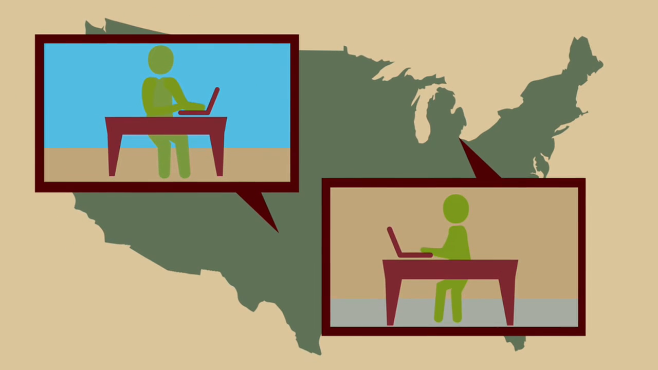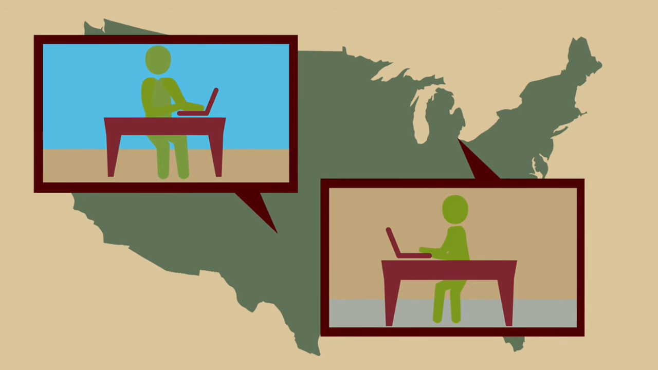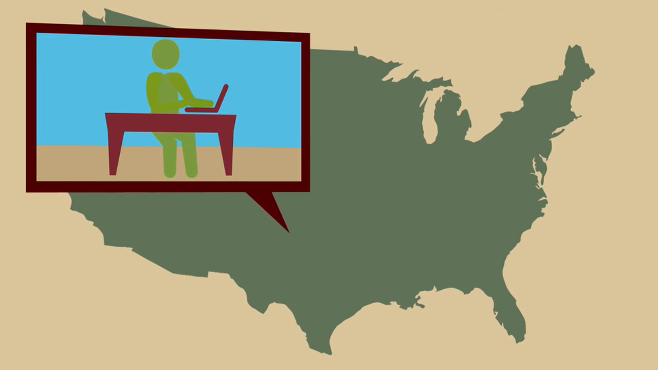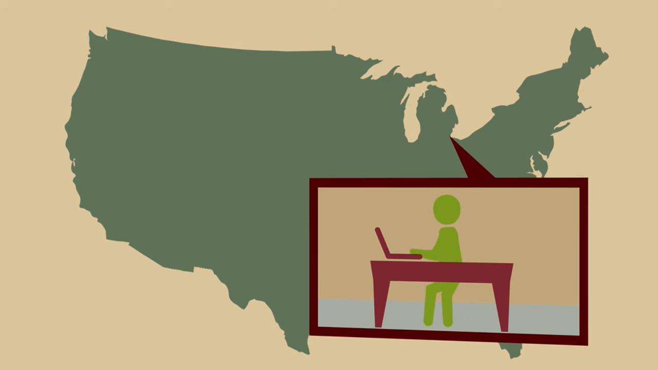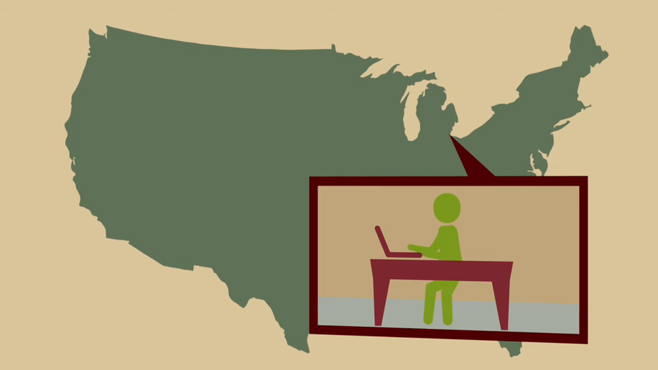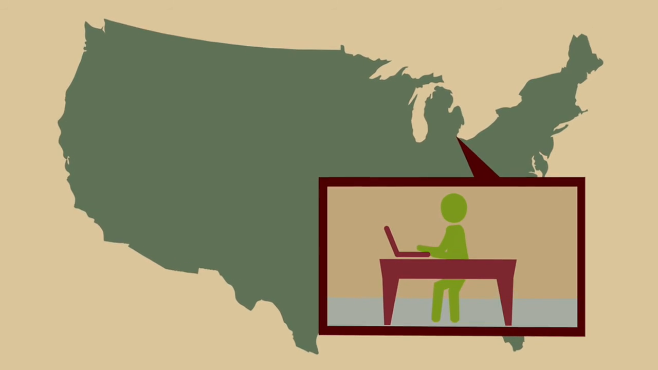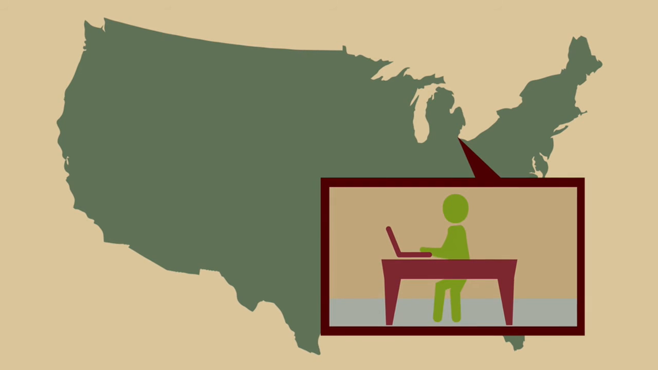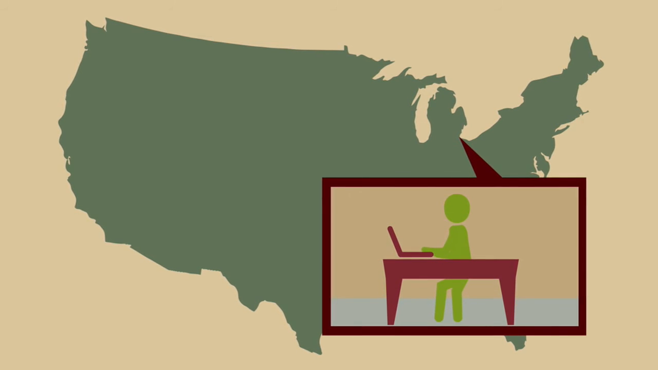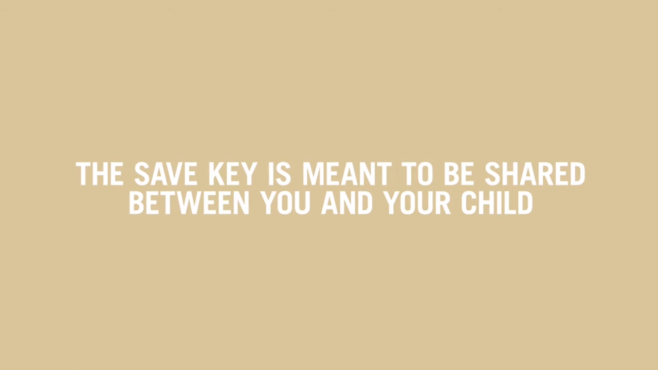The save key lets you and your child work on a FAFSA together, even if you aren't in the same location. One of you can start a FAFSA, click the Save button at the bottom of the page, and then exit. Then the other person can log in at FAFSA.gov using the student's identifiers and the save key and pick up where the other person left off. Once you create your save key, make a note of it. Unlike the FSA ID, the save key is meant to be shared between you and your child.